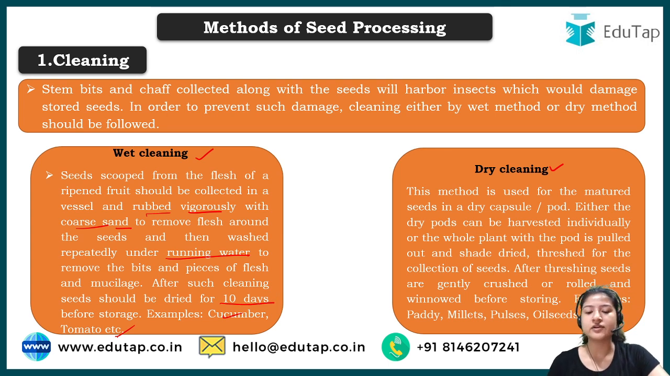And in dry cleaning, especially in leguminous crops, we have pods, and under these pods we have seeds. These pods are sun dried, and then threshing is done, basically removal of the pods from the seeds, so that they could be available for storage.